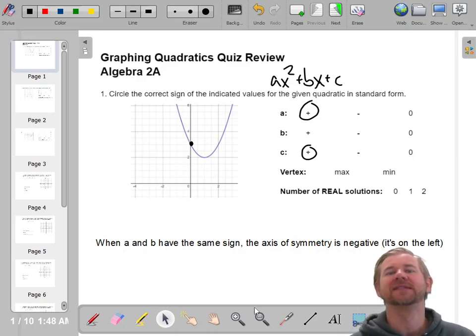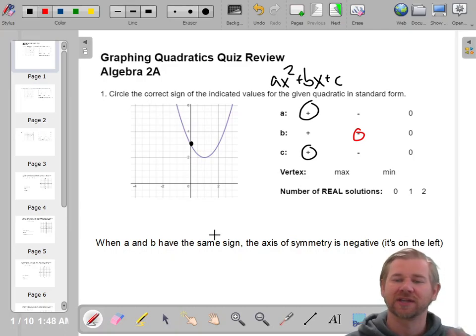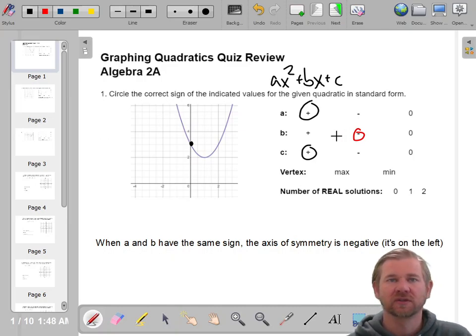So in this problem, since it's off to the right, the axis of symmetry is positive. That means that a and b have to have opposite signs. If a is positive, then b has to be the opposite, negative. If a and b are the same, it goes left. If a and b are opposites, it goes right. But you can't just look at one thing. You have to know a for this to work. So since this one's on the right side, the axis of symmetry is positive, a and b are opposites.